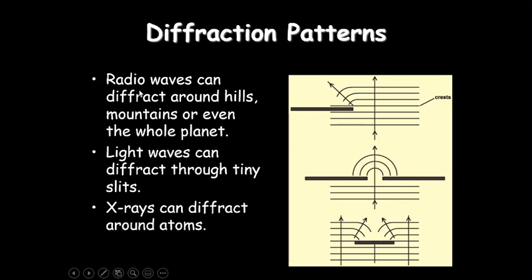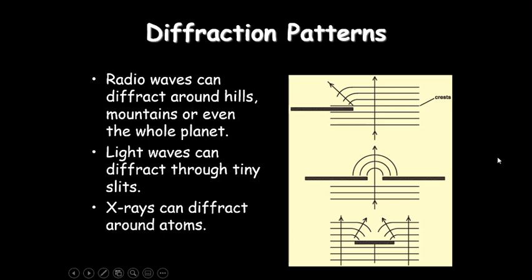So here you have radio waves. They can diffract around hills, mountains, or even the whole planet. So as sound is traveling this way, if it encounters, let's say, a wall or something, the sound is going to keep going that way, but it's going to bend this way, okay? And it's going to form this little pattern, okay?